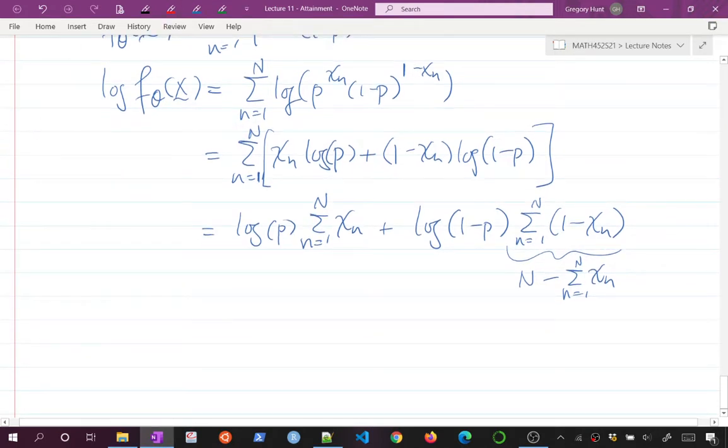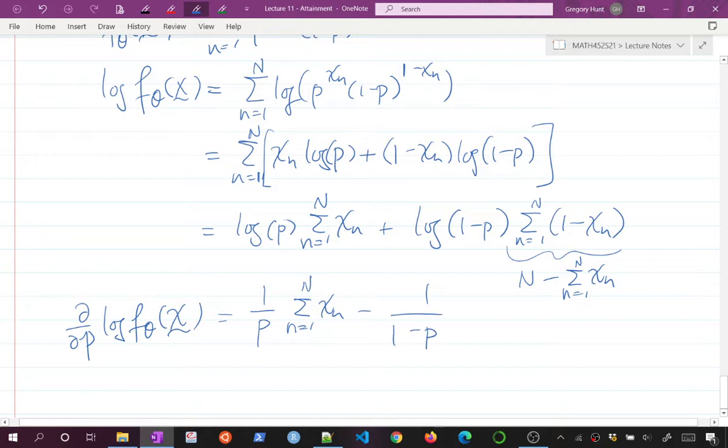Okay. And now we want d/d theta of log f theta of deterministic x, something like that. Derivative with respect to theta, of course, we're not talking about theta, we're talking about p in this case. Derivative of log of p is 1 over p. Derivative of log of 1 minus p by the chain rule is negative 1 over 1 minus p. You can check my math on that. And then I get an n minus something like that.